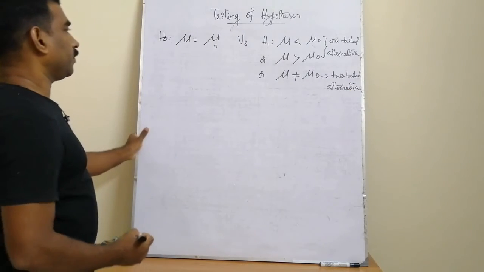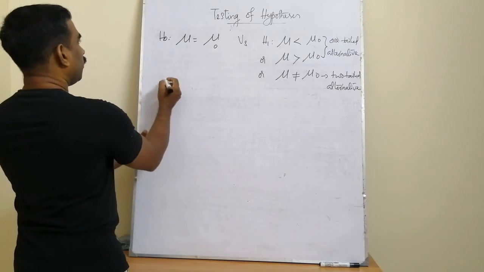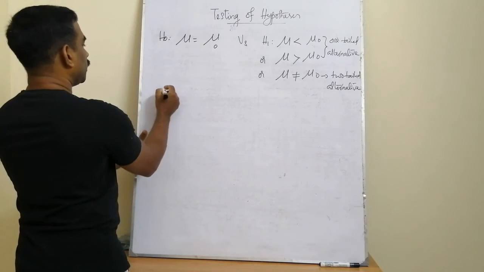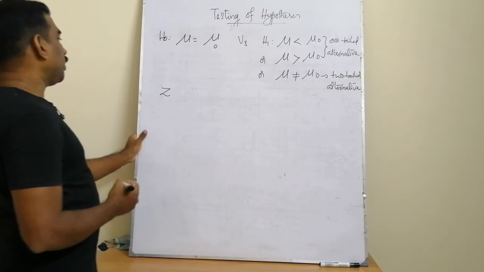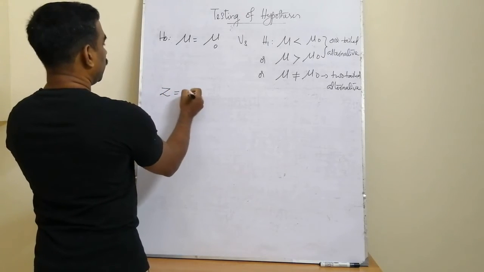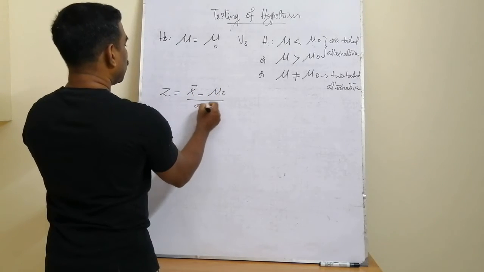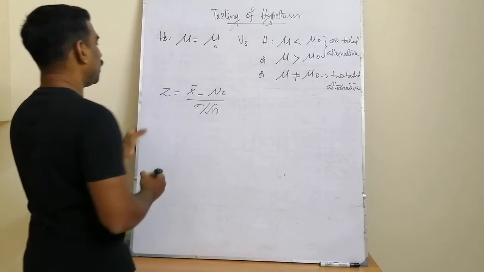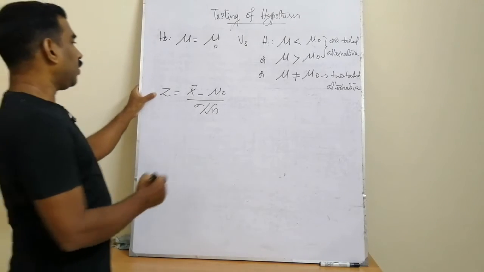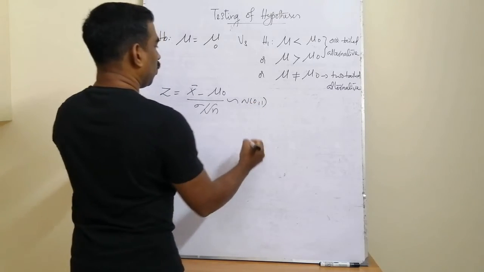Two-tailed alternative. They are called one-tailed and two-tailed alternatives because for testing this hypothesis, we will use a sampling distribution, say a sampling distribution of the sample mean, then z is equal to x bar minus mu naught divided by sigma by root n. This is called the test statistic, and we know that this random variable follows the standard normal distribution N(0,1).